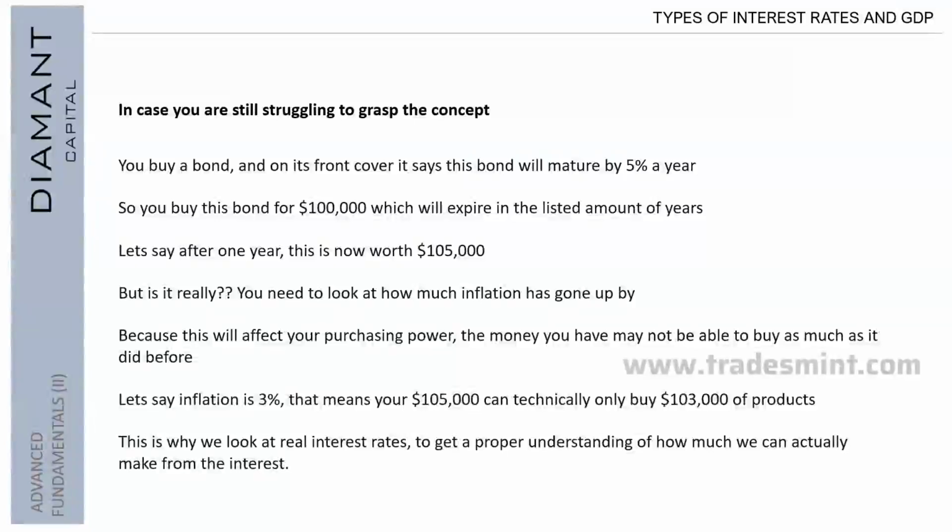Let's just say inflation went up by 3% that year. That means in actuality, your $105,000 can only buy $103,000 of products from the previous year. This is why we look at real interest rates, to get a proper understanding of how much we can actually make from the interest.